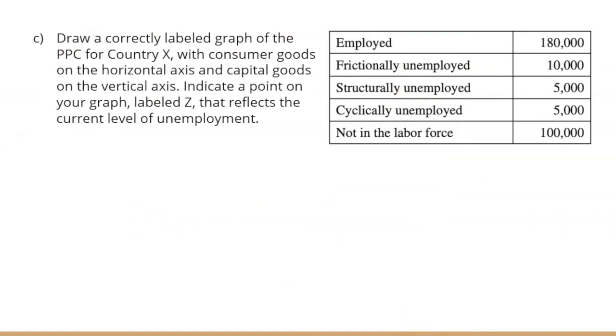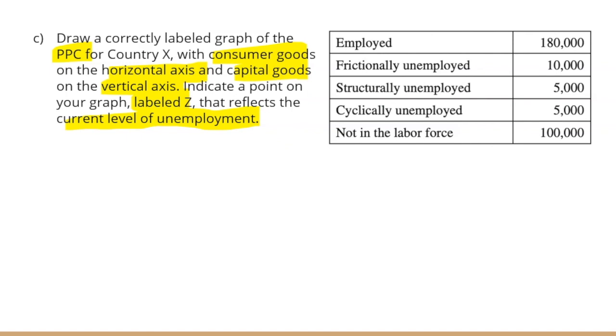All right, so part C. Draw a correctly labeled graph of the PPC for country X with consumer goods on the horizontal axis and capital goods on the vertical axis. Indicate a point on your graph, label Z, that reflects the current level of unemployment. All right, so pause the video real quick and figure out the answer, and then we'll come back and go over it together. All right, so here we go.